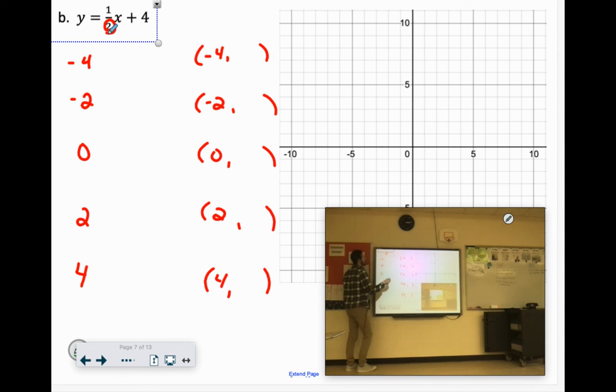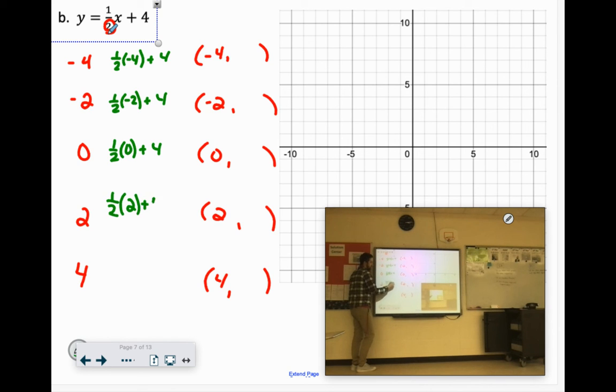We're going to substitute these in. So 1/2 times -4 plus 4, 1/2 times -2 plus 4, 1/2 times 0 plus 4, 1/2 times 2 plus 4, and 1/2 times 4 plus 4.